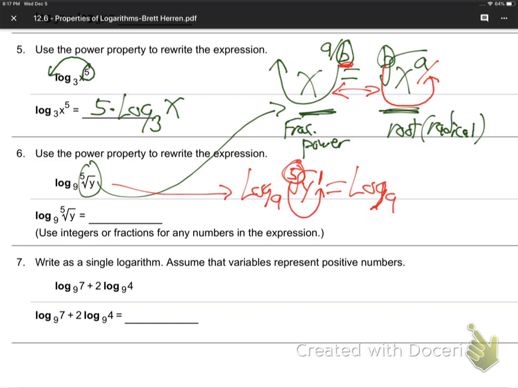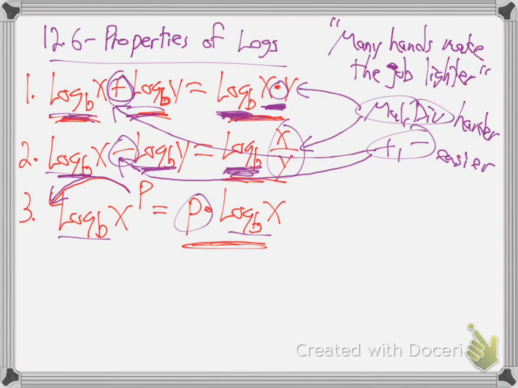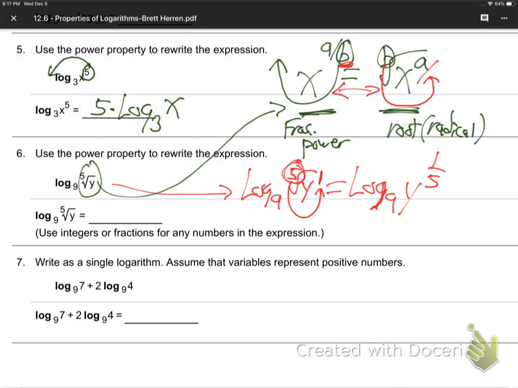Let me put it back the way it was here. Y to the 1/5. Now why am I doing that? Because then I can use that third property right here, which says powers can come down to the front. So once you've got it up there as a power, you can take it and bring it down to the front. So it's 1/5 log base 9 of y. There it is.